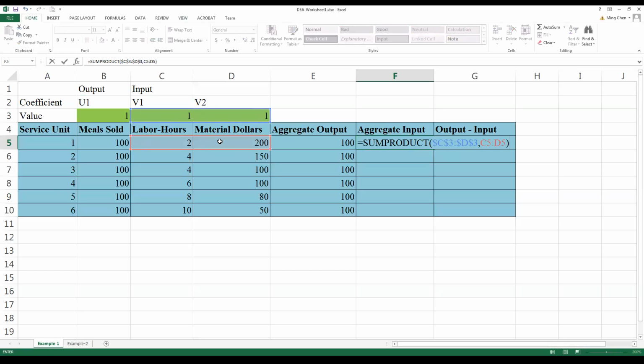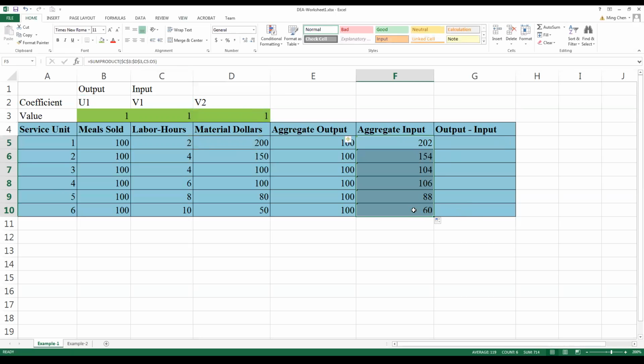The idea is we don't want two inputs. We want one input. So we have to combine these two inputs by taking a weighted average. So the coefficient value is the weight. Currently it's 1 and 1. Eventually we're going to change it. We'll let Excel change it. So once we have the aggregate input for service unit 1, I can do this for 2, 3, 4, 5, 6 similarly. Because I already locked C3, D3, I can simply drag it down.